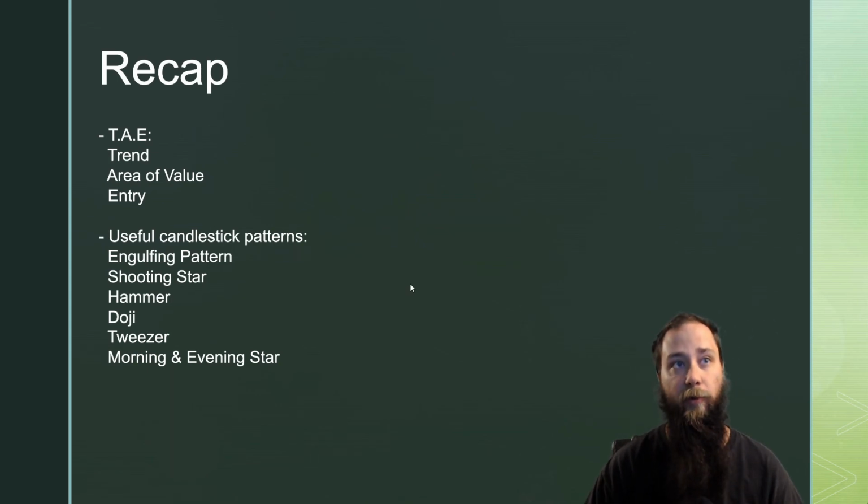It's that simple, guys. And then we just went over useful candlestick patterns. We went over the engulfing pattern, the shooting star, the hammer, the doji, the tweezer, and the morning and evening star. And guys, those are some basic candlestick patterns which will hopefully help you get in the market a little bit better and make better trades.